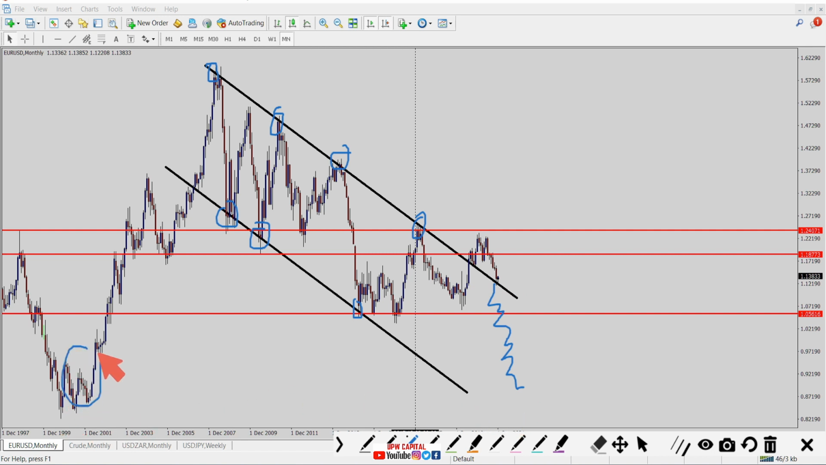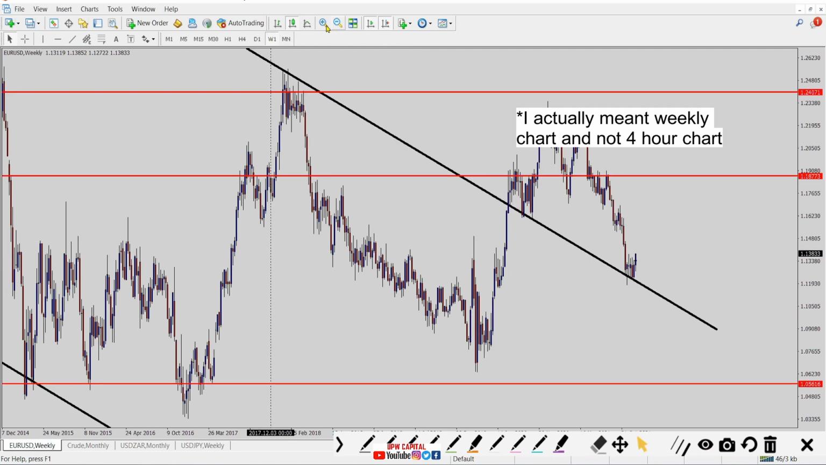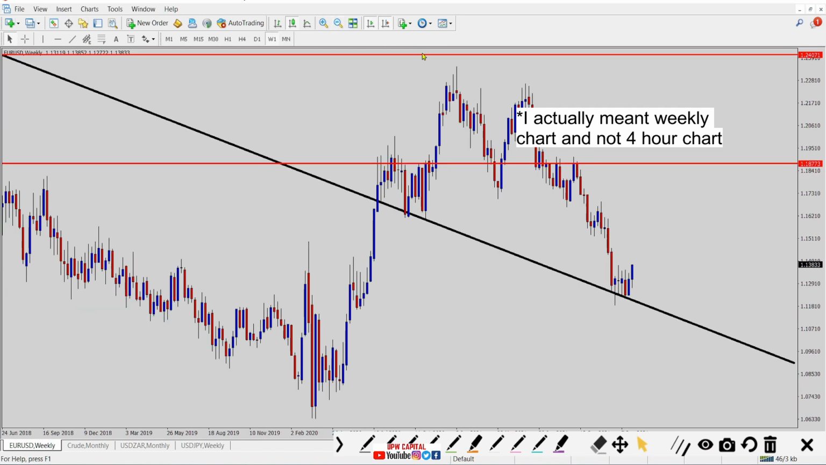And if you look at the left hand side, we have price, and price gives us clues. And the other option is price could actually push higher. Let us look at the 4-hour chart to see how we can tackle Euro USD.